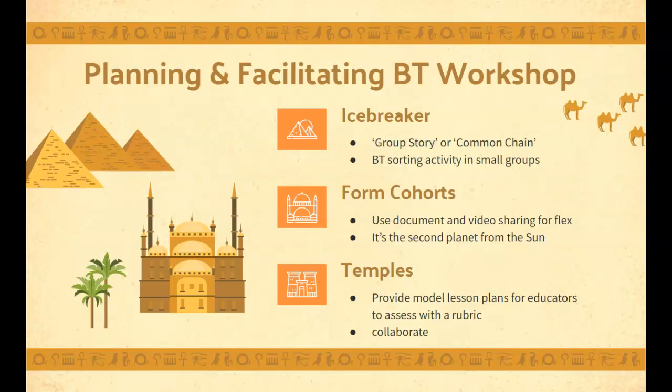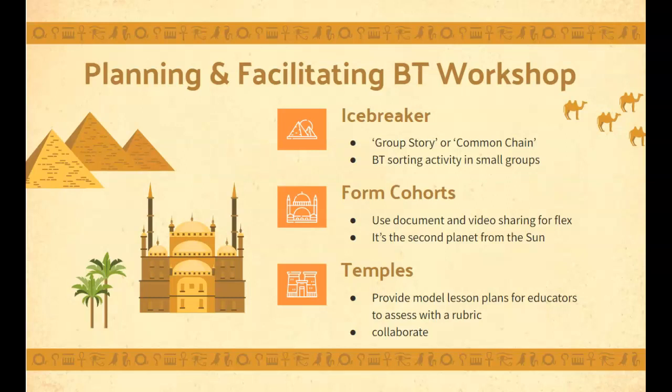On the day of the workshop, we would form interdisciplinary cohorts before starting with an icebreaker such as group story or common chain. Group story would consist of giving groups a set of keywords from the topic of hacking Bloom's taxonomy and let them create a wacky story with each person in the group using one of the keywords.